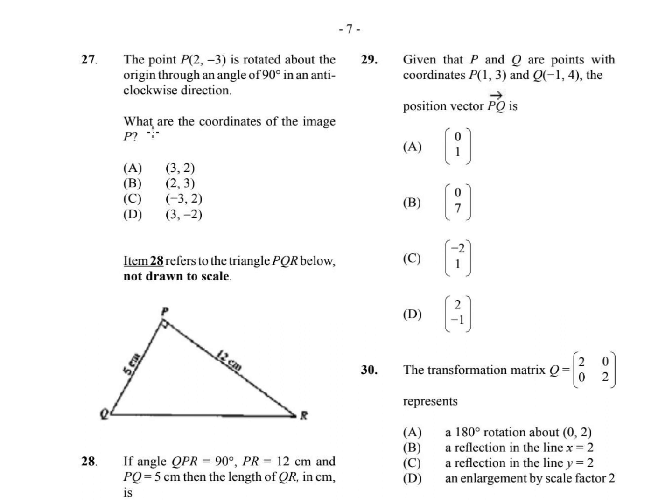The point P is rotated about the origin through an angle of 90 degrees in an anti-clockwise direction. What are the coordinates of the image P? Answer A.